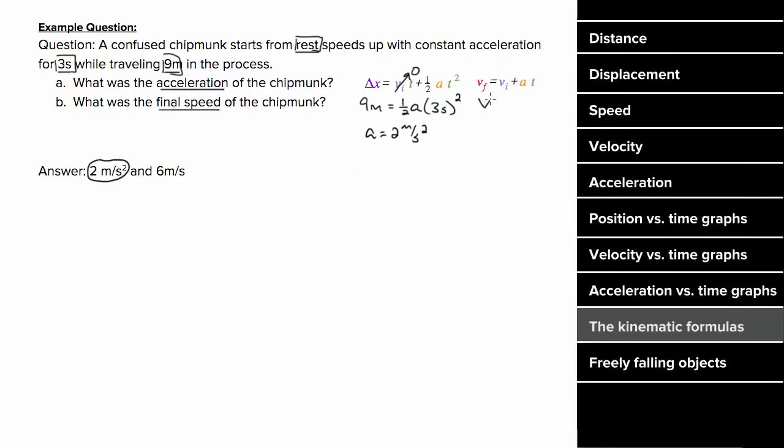We could also solve for the final speed of the chipmunk using the first kinematic formula. The final speed would be our unknown. The initial speed is still 0. We know the acceleration is 2, and the time was 3 seconds, which gives a final velocity of 6 meters per second. And the reason we could use these formulas is because we knew the acceleration was constant.